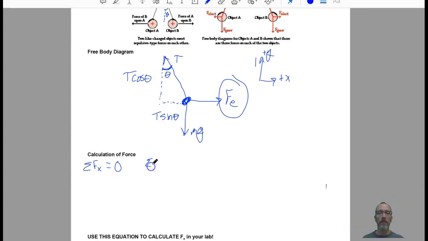And we're going to do the sum of the forces in the y, and that's also equal to 0. So in electrostatics, this is going to be one of the only times that we're going to use forces. But it's a good review of some of the things that we've done in the past.